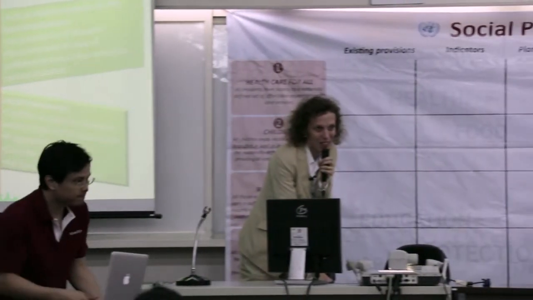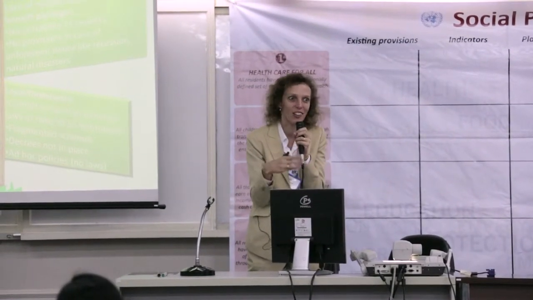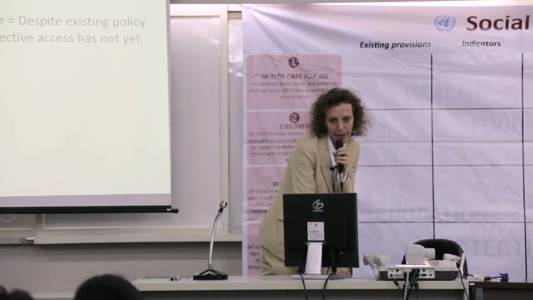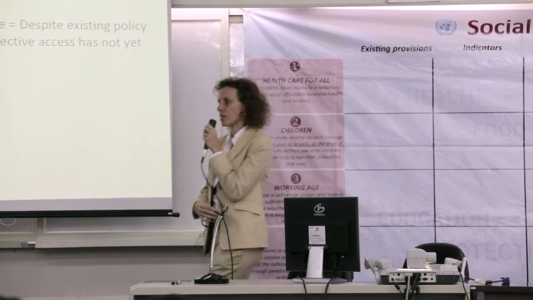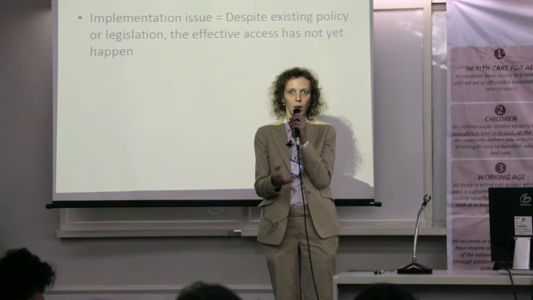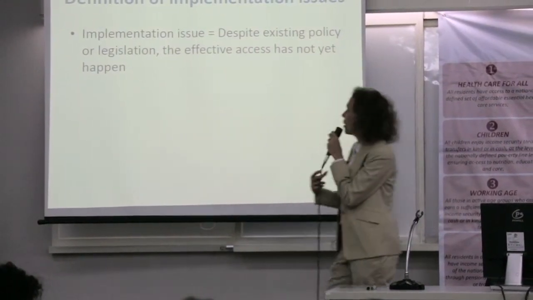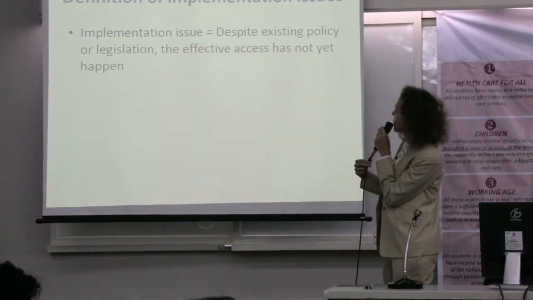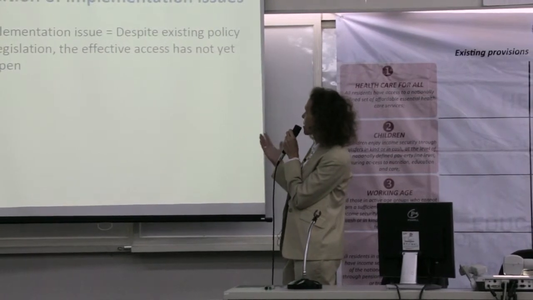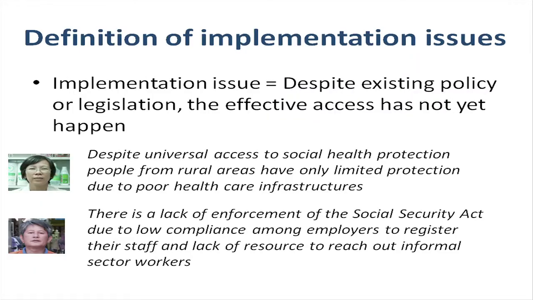So you can see that with policy gaps, it's not just whether there is a law or a decree, or there is no law or no decree. It's a bit more complex. And then implementation issues. This is the situation where you have the law, you have the decree, you have everything, but the scheme is not in place or is only partially in place. So the tentative definition is, despite existing policy or legislation, the effective access to social protection, to the guarantee, has not yet happened. Can you give me an example?